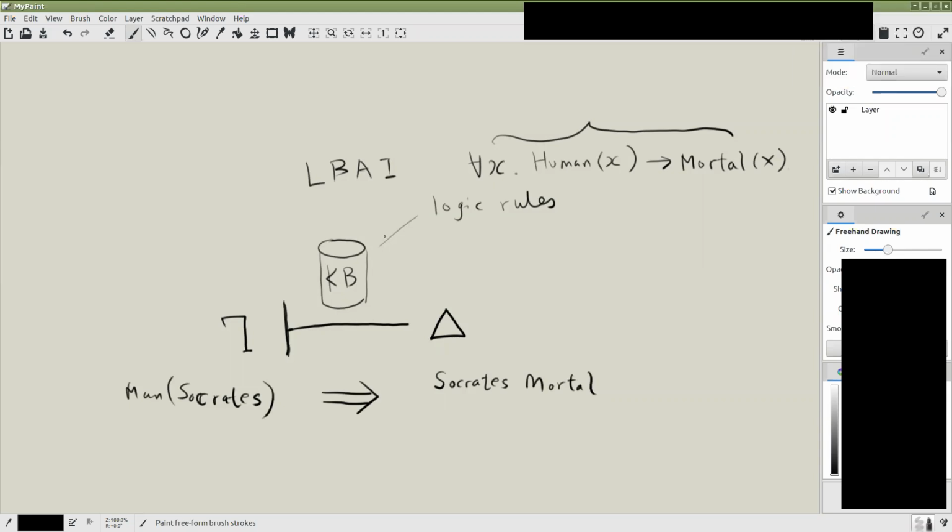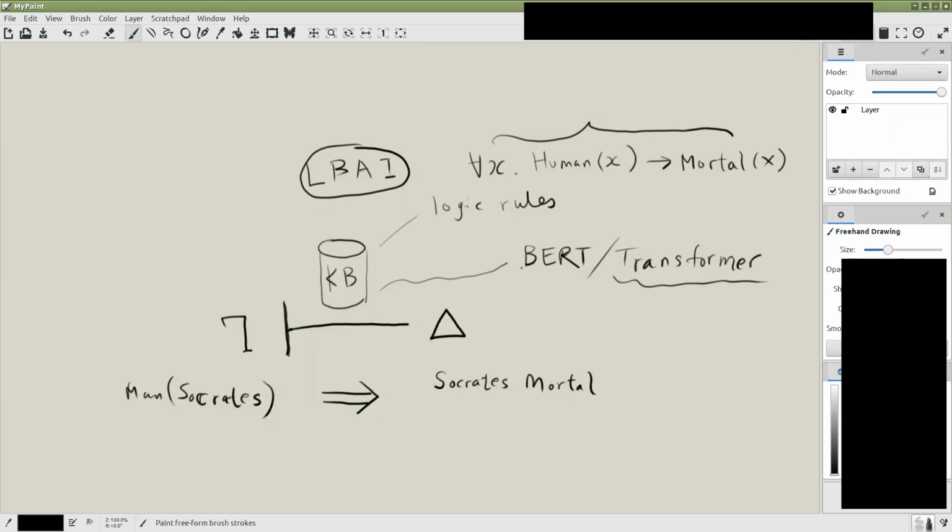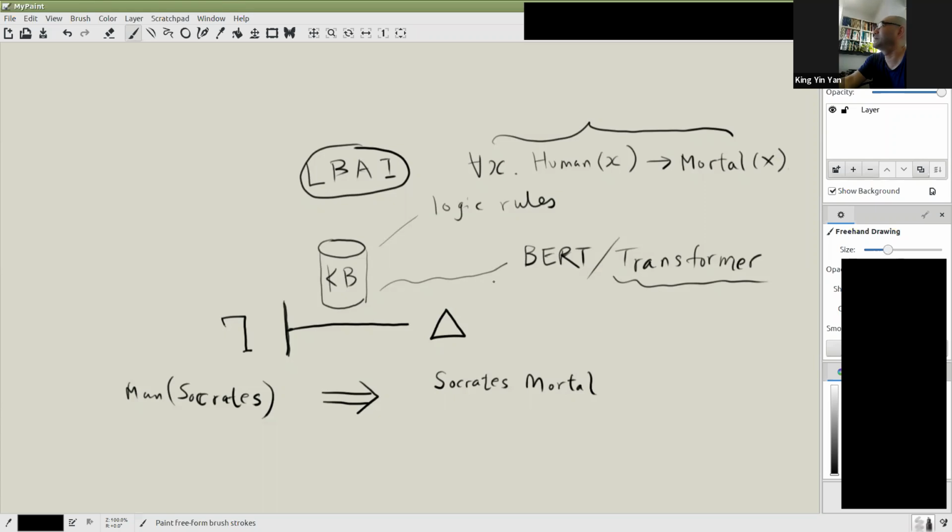Right. So this is the whole idea of logic-based AI, and now I propose that this logic rule is also similar to the structure of BERT or transformer. This is the newest thing, because transformer, of course, dominates the current AI scene. Everyone is using it, it's the state of the art. Right. So that's the most important aspect of my theory, that I'm trying to make a connection between the transformer and this logic-based AI. Right. Okay.